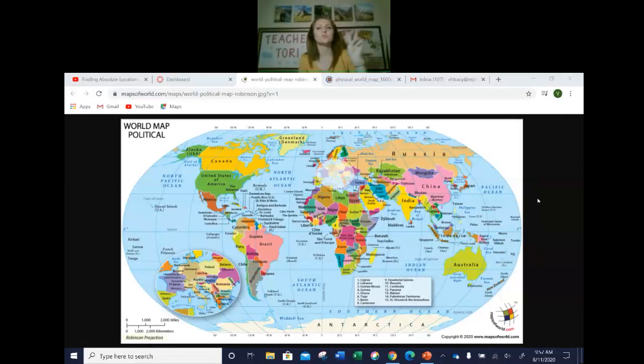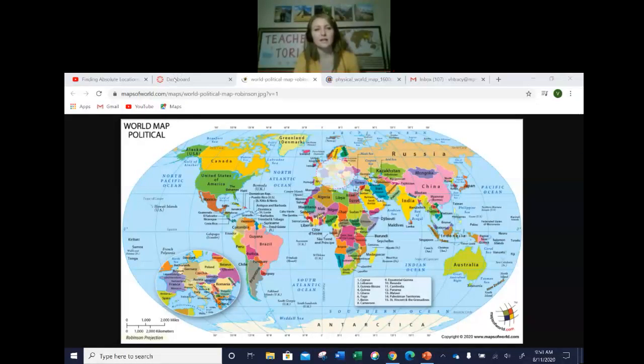Now, there are 2 types of projections, okay? There are physical projections and there are political projections. What I just pulled up is an example of a political map. A political map shows the boundaries of countries and states as set by governments.